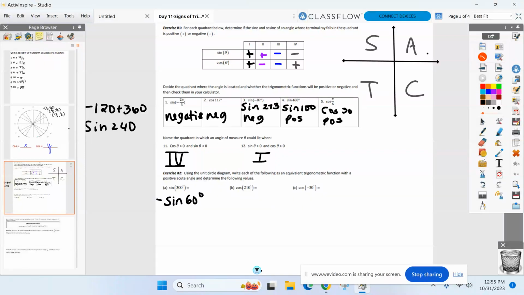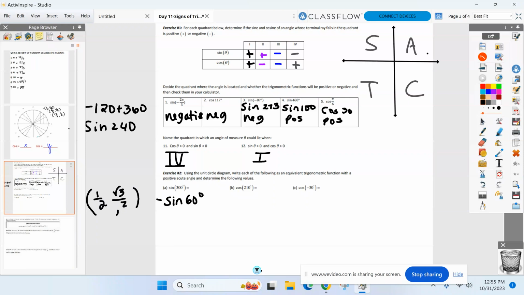All right, go to the unit circle. What's the coordinate at 60? Oh, no, just at 60. Forget the negative part. Just at 60 degrees, what's the coordinate? 1/2, radical 3 over 2.